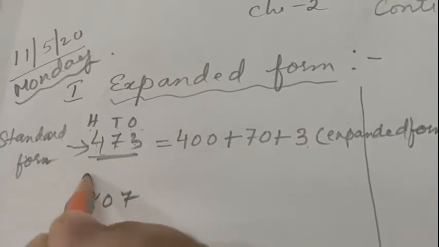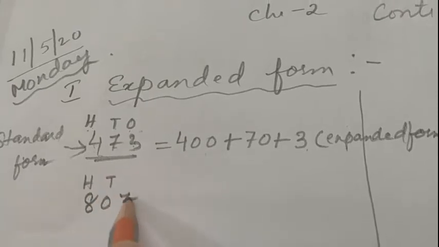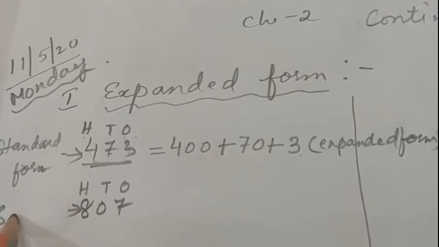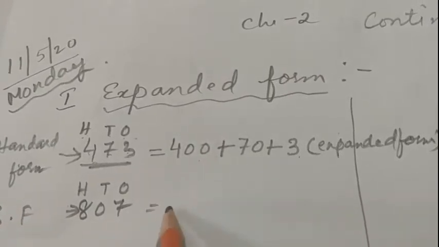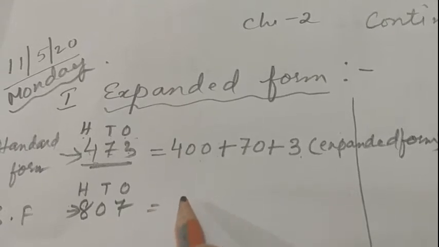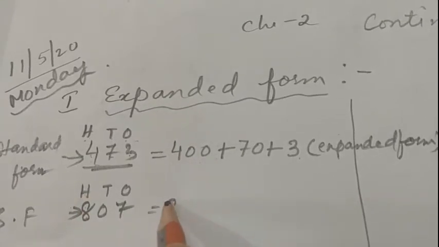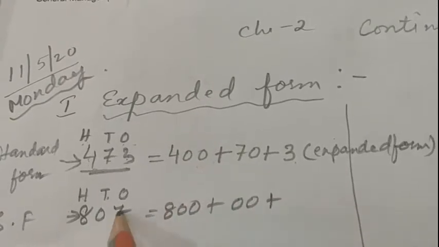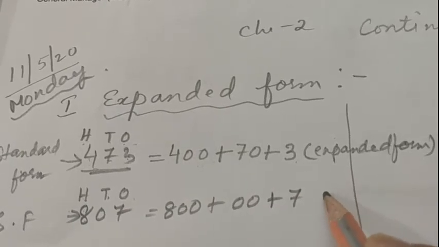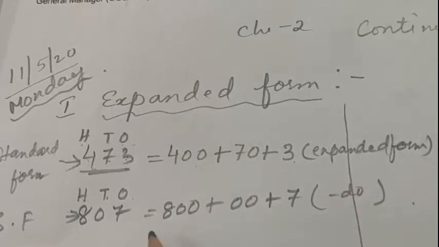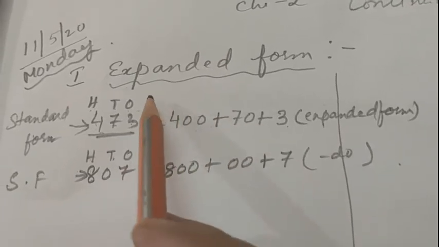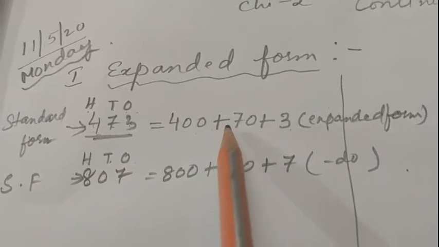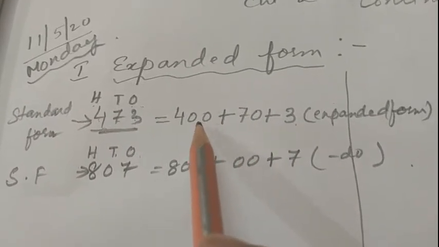807. So 8 is in hundreds position, 0 is in tens position, 7 is in ones position. So this is standard form. And when we are writing, stretching it, we say that it is an expanded form. For example, 8 is in 100 position, so 800. 0 is in tens position, 0. 7 is in ones position, 7. So this one is written as an expanded form. Did you understand how to expand it? Expanded means nothing but to stretch the number and tell the value of that particular digit.